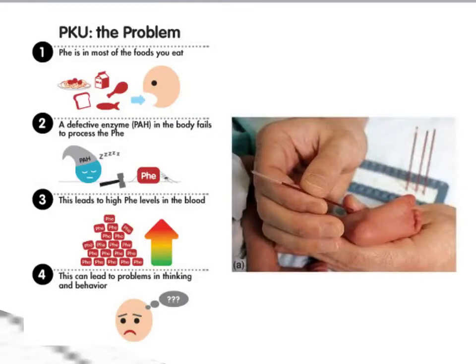Now, PKU, I've outlined here the problem. It's in most of the foods that we eat. This defective enzyme in the body fails to process the phenylalanine, that's what the PHE is, and so you get high levels of it in the blood, and that affects problems in thinking and behavior, causing mental retardation. Good news is when we've got babies, and this happened to you when you were a baby, they do a little pinprick, you can see that in the heel, and they test for that. So you know right away, so you don't have the mental retardation problem, we put on a special diet.